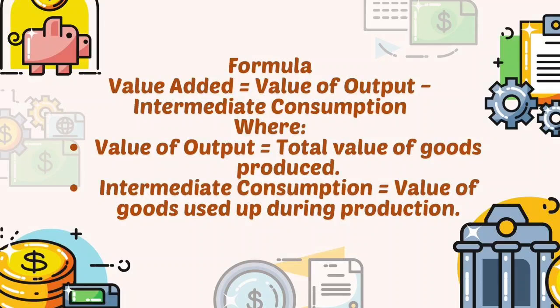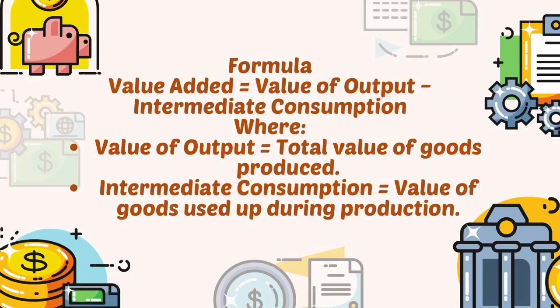Let's understand each term carefully. First, what is value of output? It means the total value of goods and services produced by a producer during a year. Second, what is intermediate consumption? These are the goods and services that are used for production or during production. For example, if the bakery buys flour, butter, sugar, milk to make bread or cake, these items are intermediate goods because they are used in the production process.